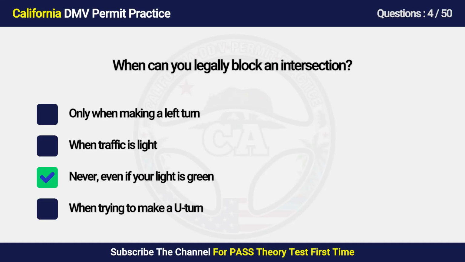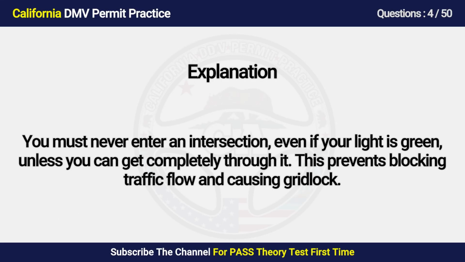Answer is C. Never, even if your light is green. You must never enter an intersection, even if your light is green, unless you can get completely through it. This prevents blocking traffic flow and causing gridlock.